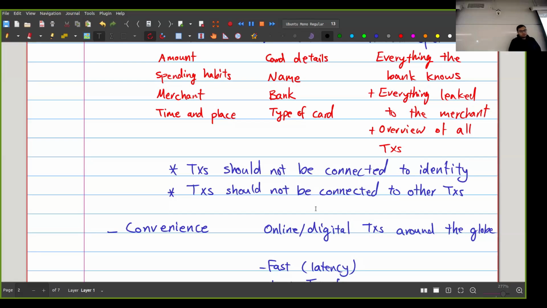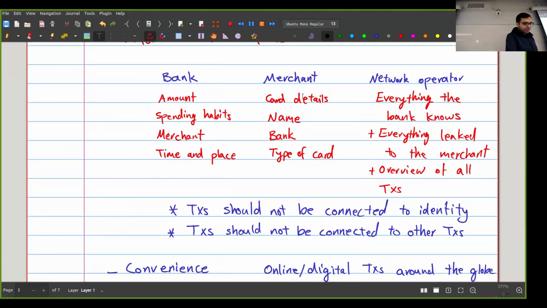Now, this would pretty much be solved, at least from the merchant's point of view, if your card just doesn't have your name on it, right? But of course, I don't want my identity to be leaked to the bank and the network operator and the government and the hackers and everyone else as well.